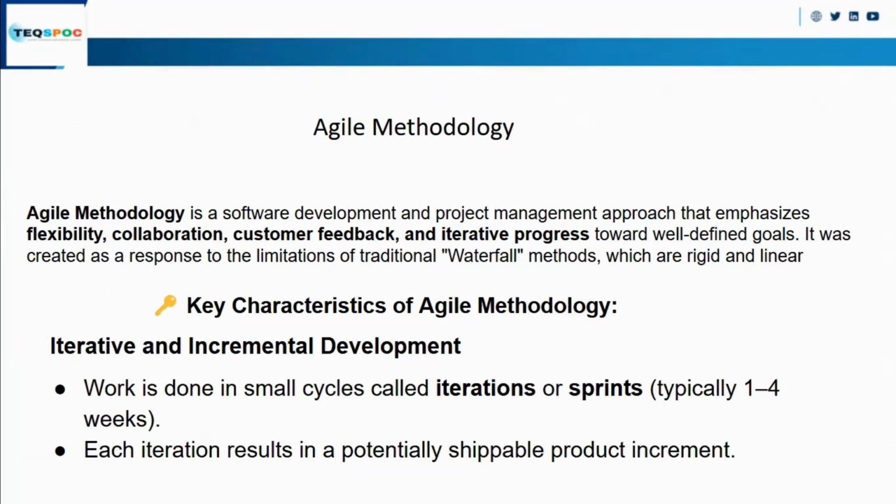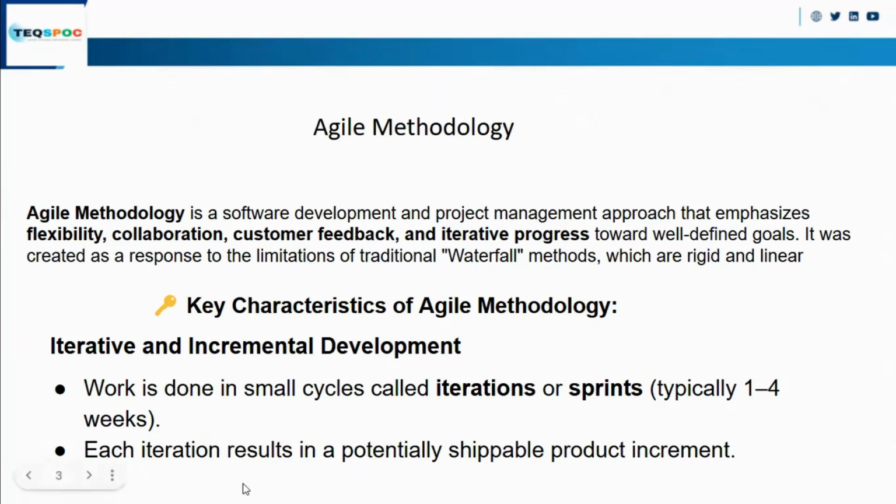Now, what are the key characteristics of Agile methodology? Agile follows iterative and incremental development. Iterative means repetitive work, work done in small cycles. That small cycle is called an iteration or sprint. An iteration or sprint is the duration of work, typically 1 to 4 weeks.